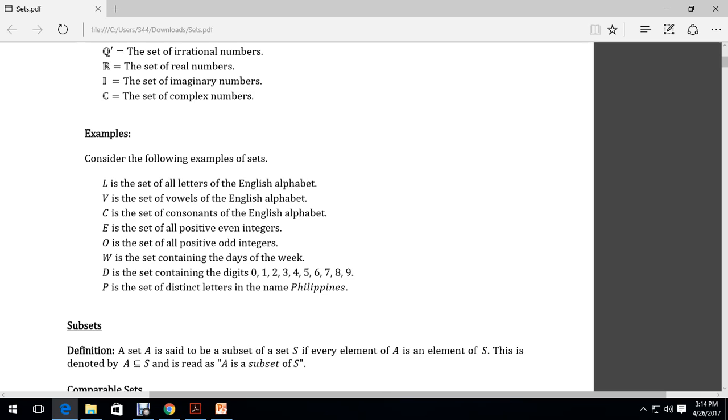Set D, for example, if we set D as the set containing the digits of the decimal number system, we know that the set D would contain the digits from 0 up to 9. Okay, so again, suppose we have set P as the set of distinct letters in the name Philippines. We know based on this description that the set P would contain the letters P, H, I, L, N, E, and S.